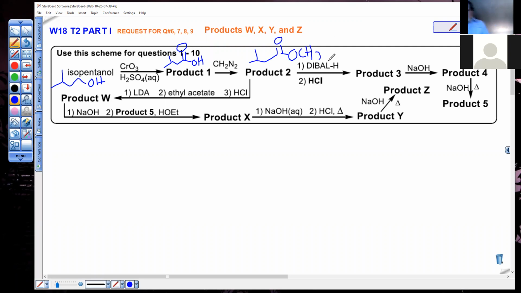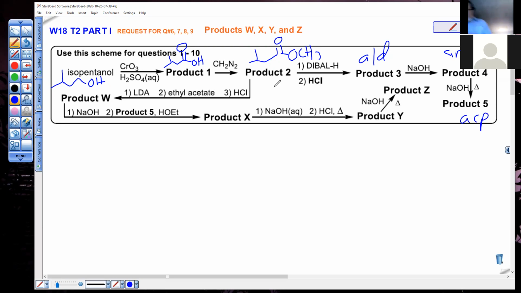We don't need to use the DIBAL-H, although that would make an aldehyde, and then a simple aldol, and then an aldol condensation product if you're trying to follow that one. But we wanted to go to W.